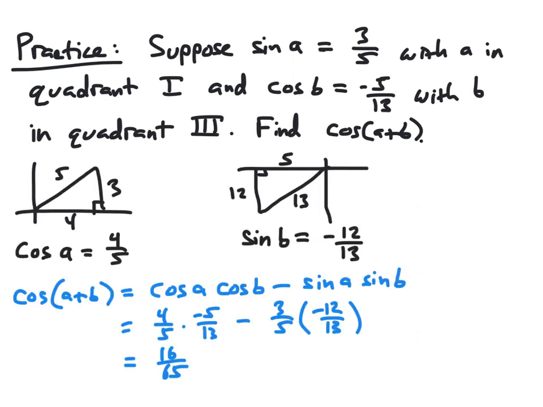So here we can use right triangles in the appropriate quadrants to see that the cosine of A will be 4/5 and the sine of B will be negative 12/13. And once we have those two values along with the given values, we can just simply substitute into the sum formula for cosine and we obtain a final value of 16/65.